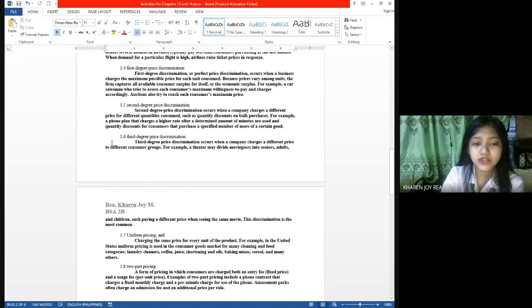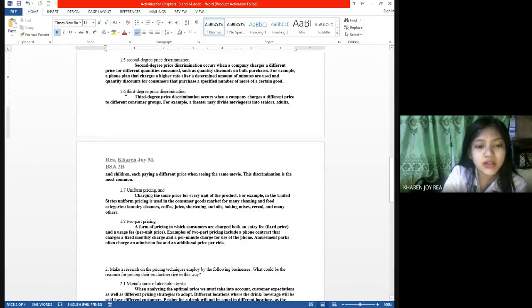Next is the second degree price discrimination. Second degree price discrimination occurs when a company charges a different price for different quantities consumed, such as quantity discounts on bulk purchases. For example, a phone plan that charges a higher rate after a determined amount of minutes are used, and quantity discounts for consumers that purchase a specified number or more of a certain good.